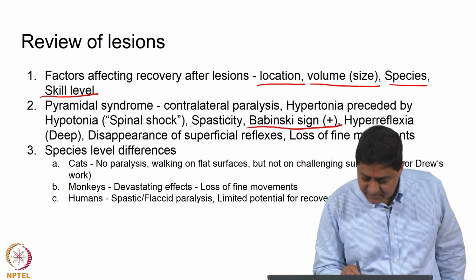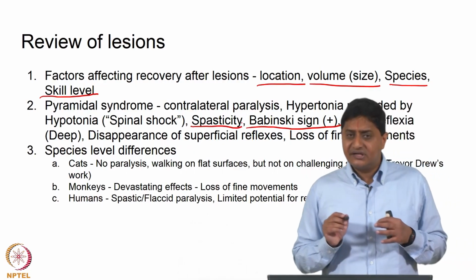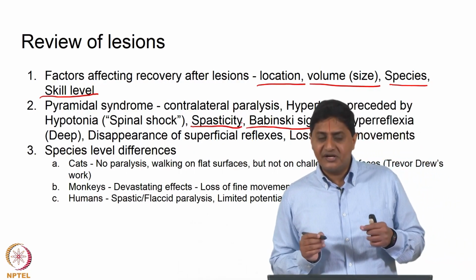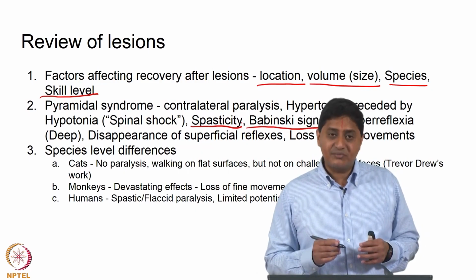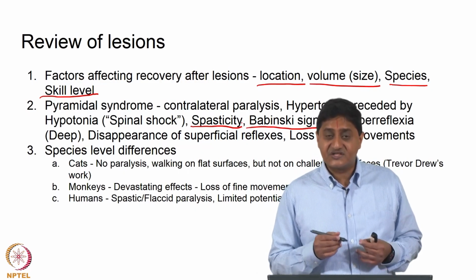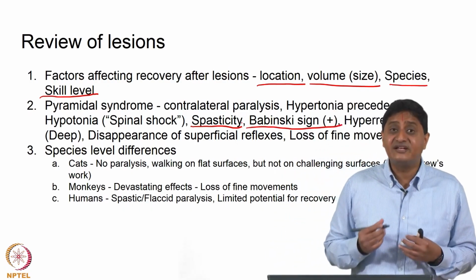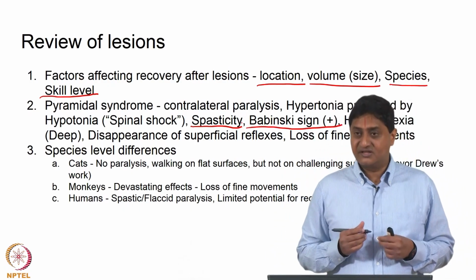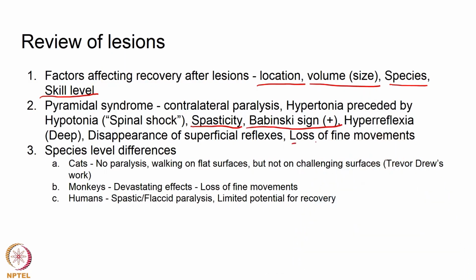Then spasticity. What is this? We said what this is. This is rate dependent rigidity. When a given load is applied slowly, the resistance is low, and when the same load is applied fast, the resistance is relatively high. This is called rate dependent rigidity or velocity dependent rigidity. This is called spasticity. And the third classical important sign is the loss of fine movements.